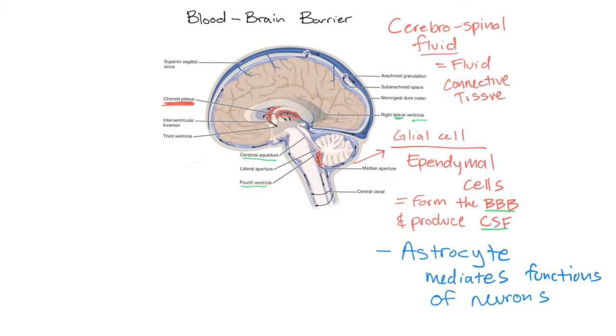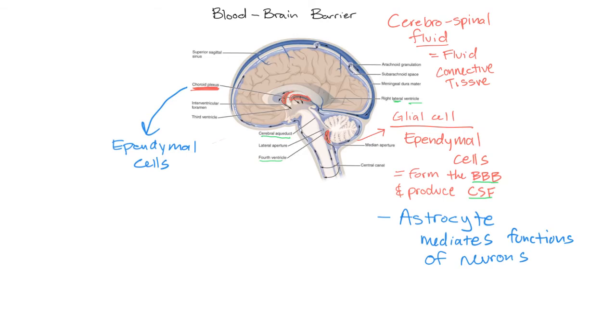Yes? So the choroid plexus is where the ependymal cells are found? Yes. Ependymal cells are concentrated at the choroid plexus. The astrocytes are found everywhere.